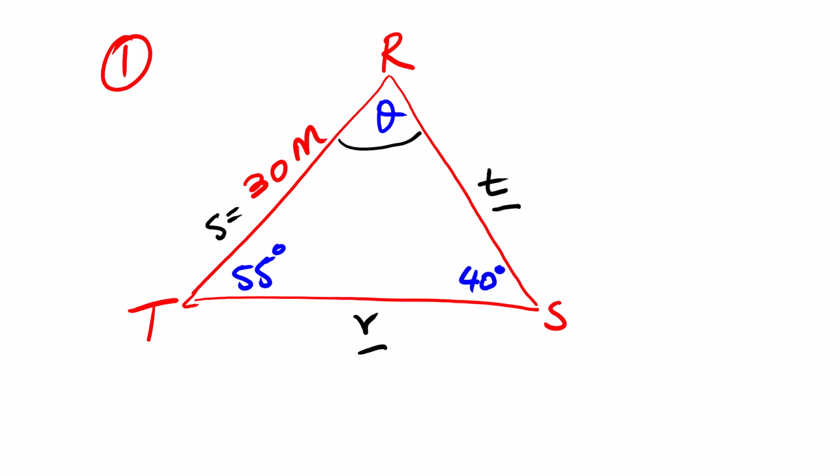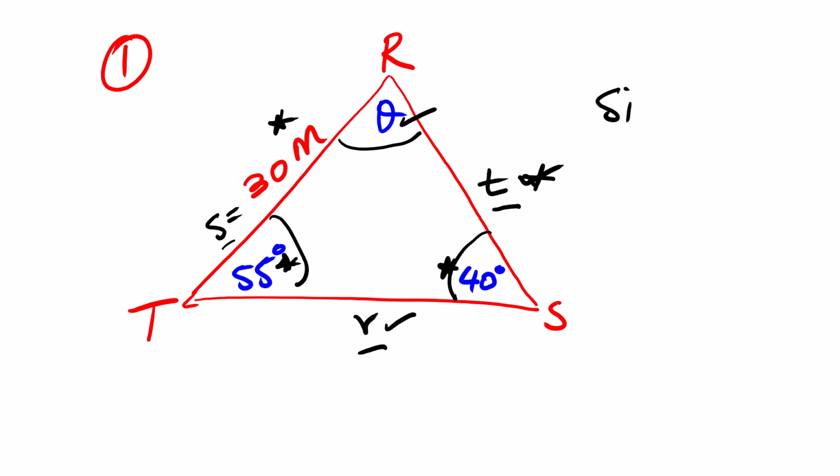Now when we look at angle R, we don't have the angle and we also don't have the opposite side. When we look at angle T, we have the angle, but we don't have the opposite side. When we look at angle S, we have the angle and we also have the opposite side. So the first thing we can do is calculate the value of T using the angle and the side of S, then calculate the side.